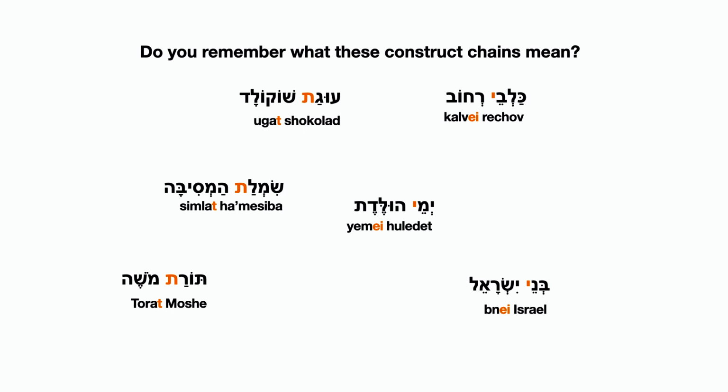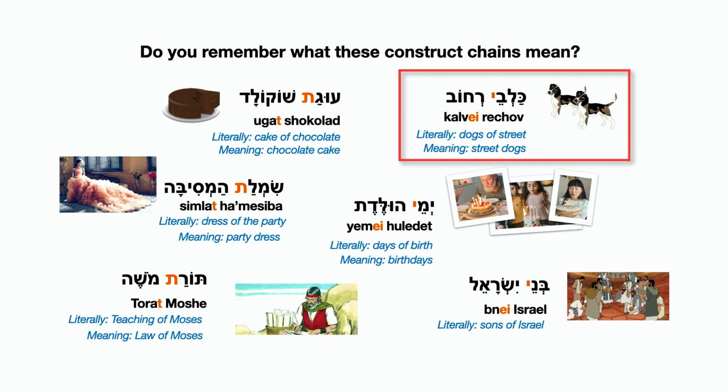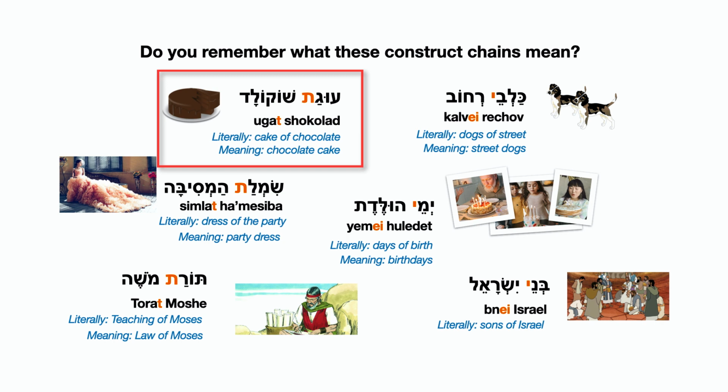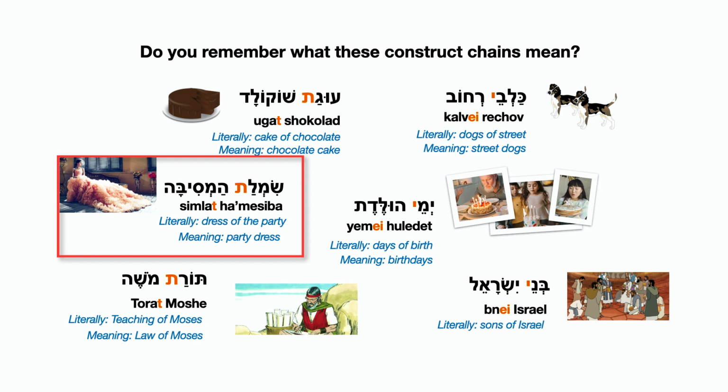Okay, so how did you go? Let's see. If you remembered, כלבי רחוב means street dogs. That's literally dogs of street. And that's how we say street dogs in Hebrew. And if you remembered עוגת שוקולד, that literally means cake of chocolate. That means chocolate cake. And if you remembered ימי הולדת, that's days of birth, birthdays. And שמלת המסיבה, שמלת means dress of, המסיבה means the party, so that's dress of the party. And that's how we say party dress.